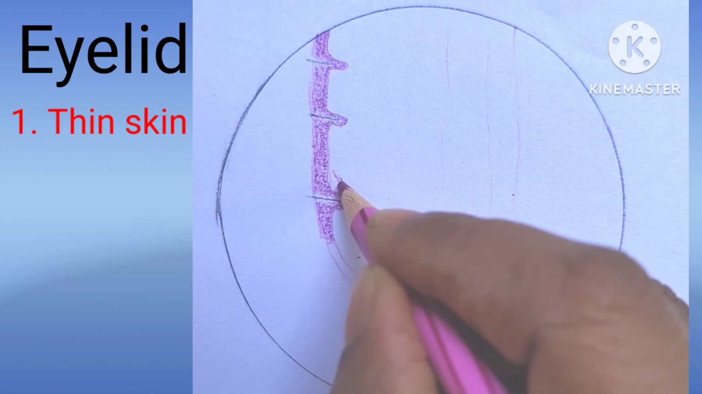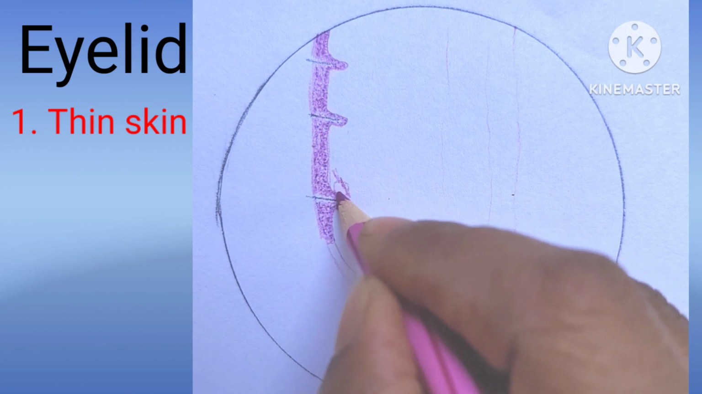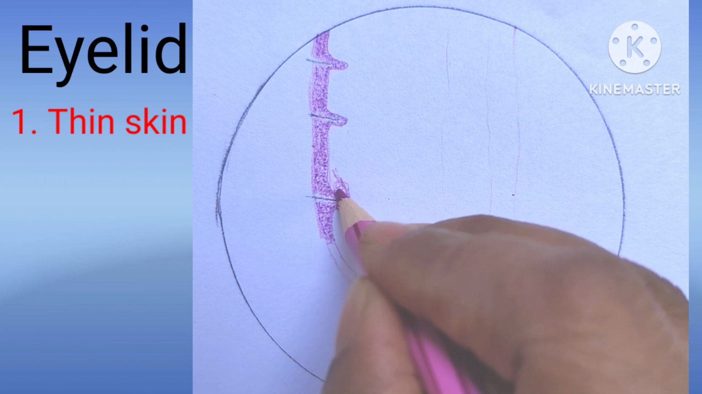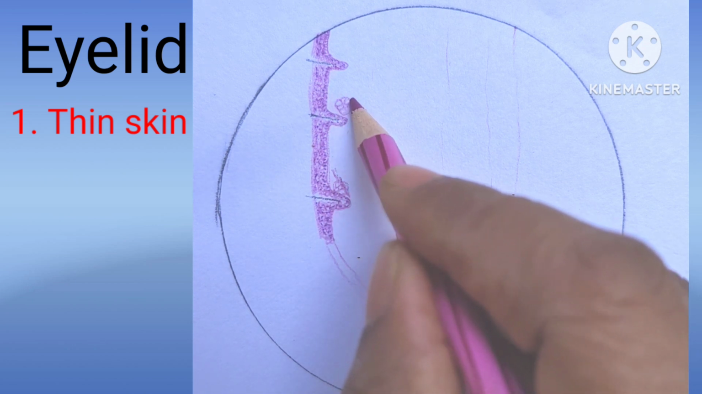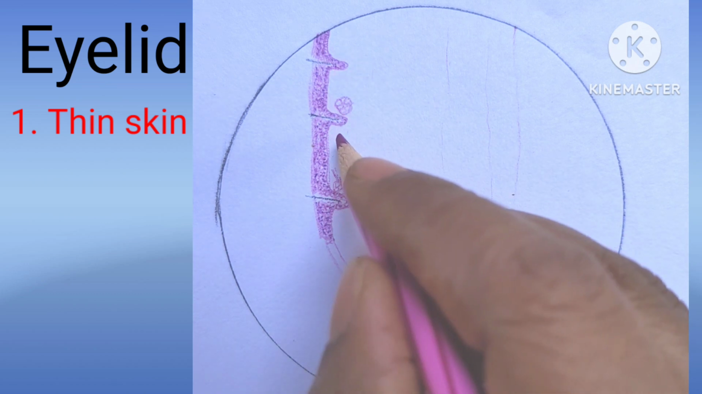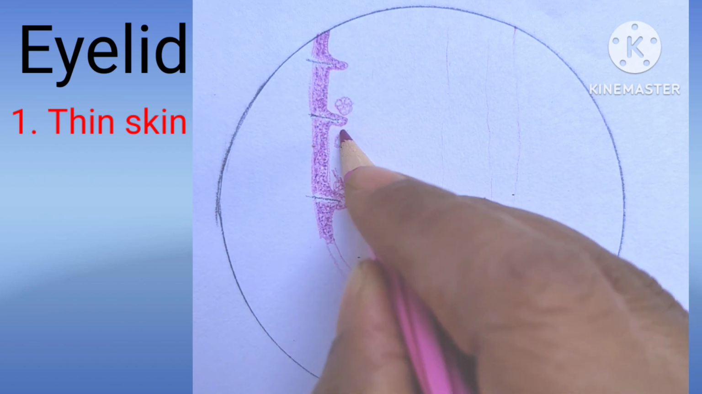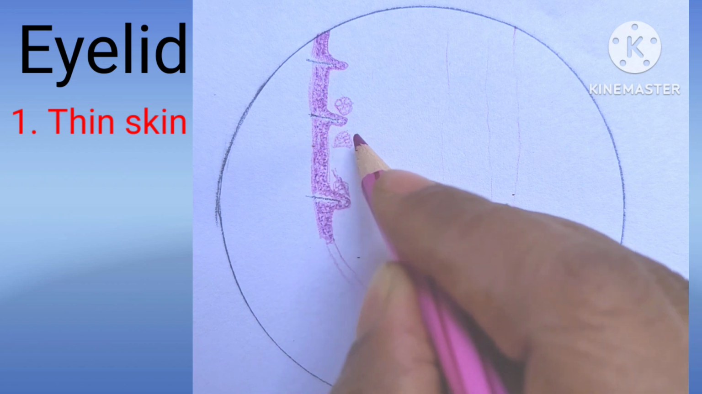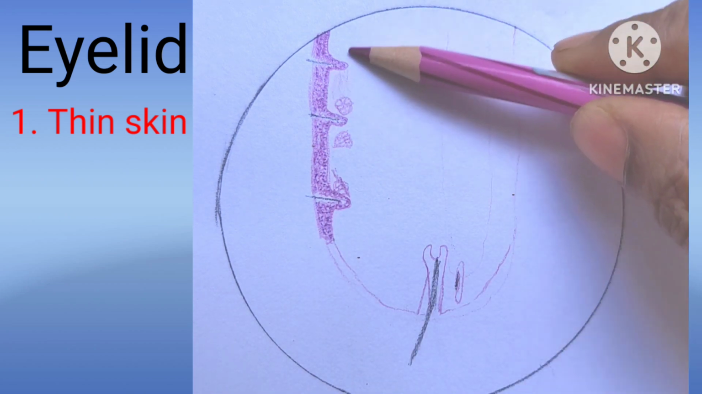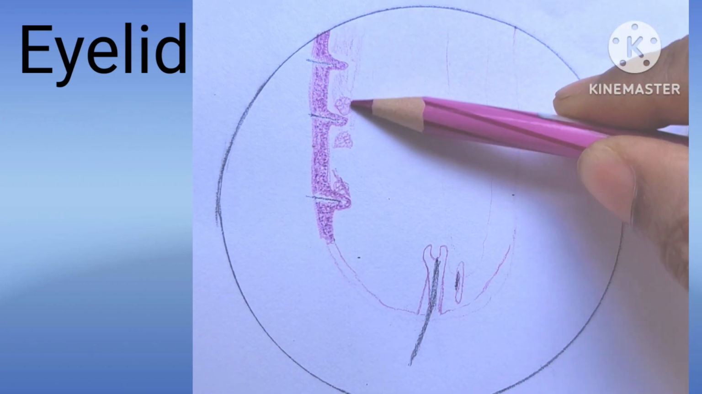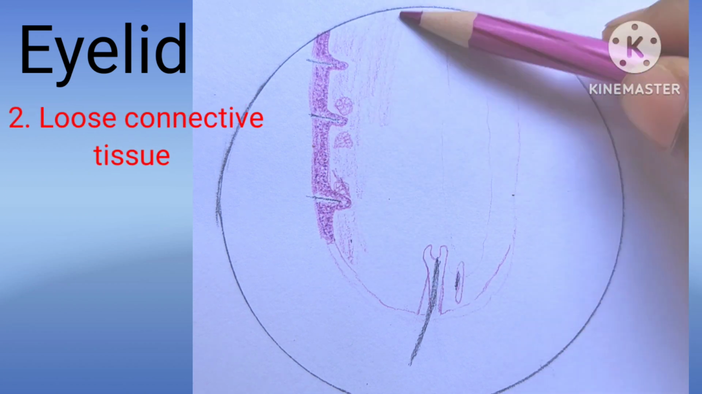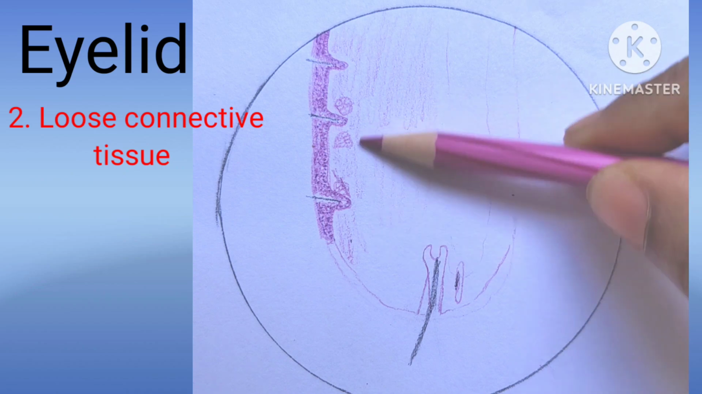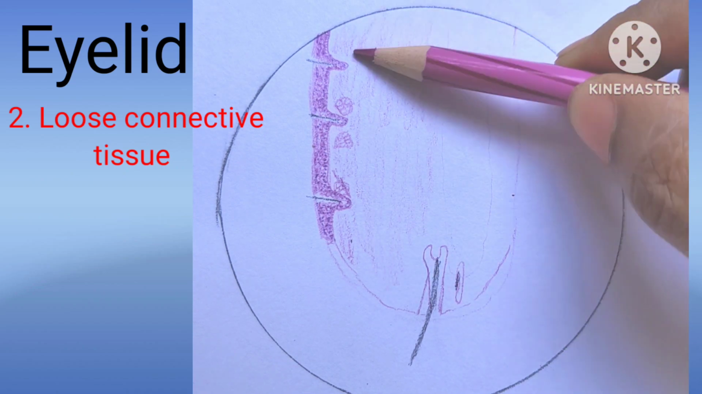Since the thin skin has hair, the accessory parts you also have to write: arrector pili and sebaceous glands. And the underlying lamina propria. The second layer is the underlying lamina propria, or connective tissue, which is very loose and binds the skin to the underlying muscle.